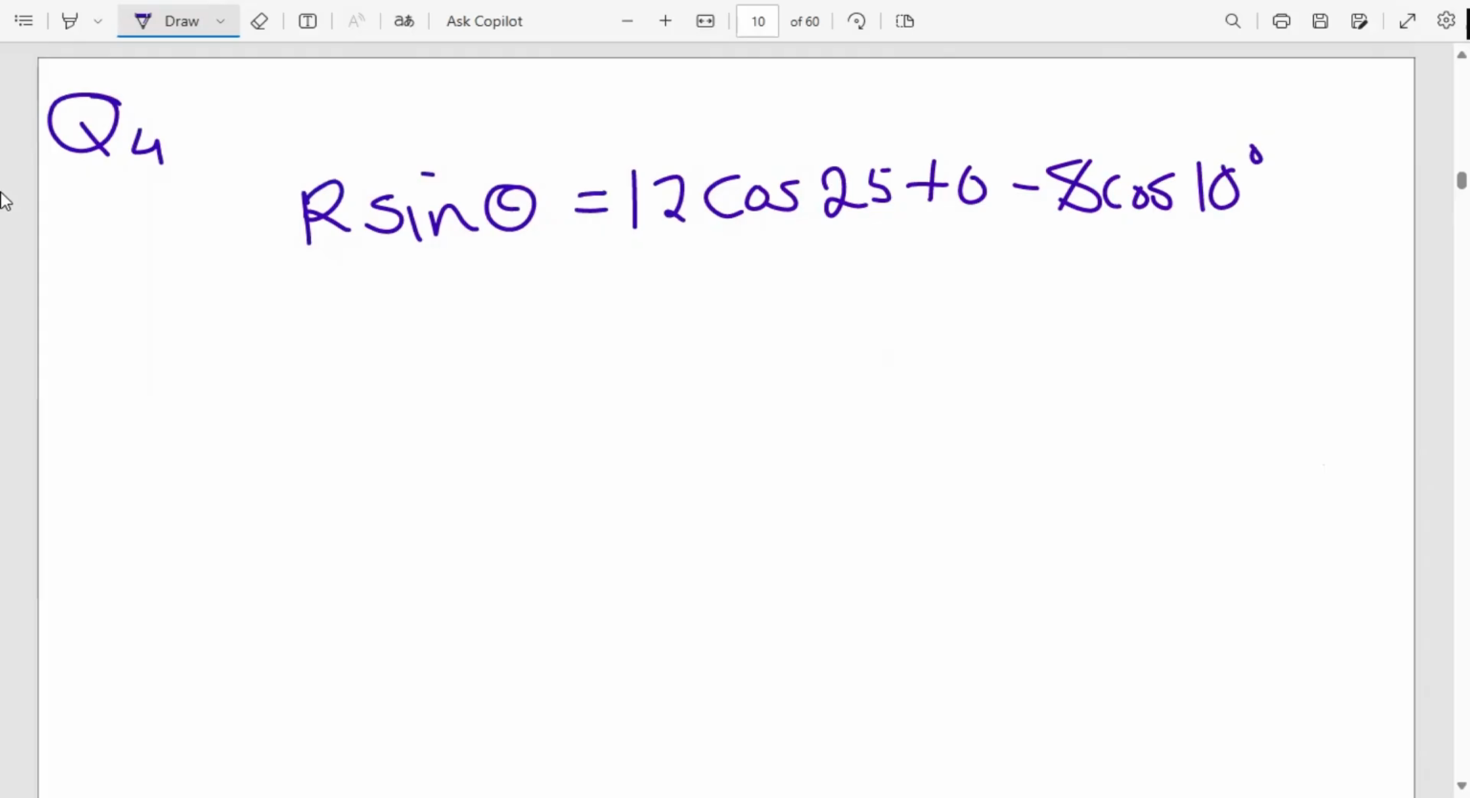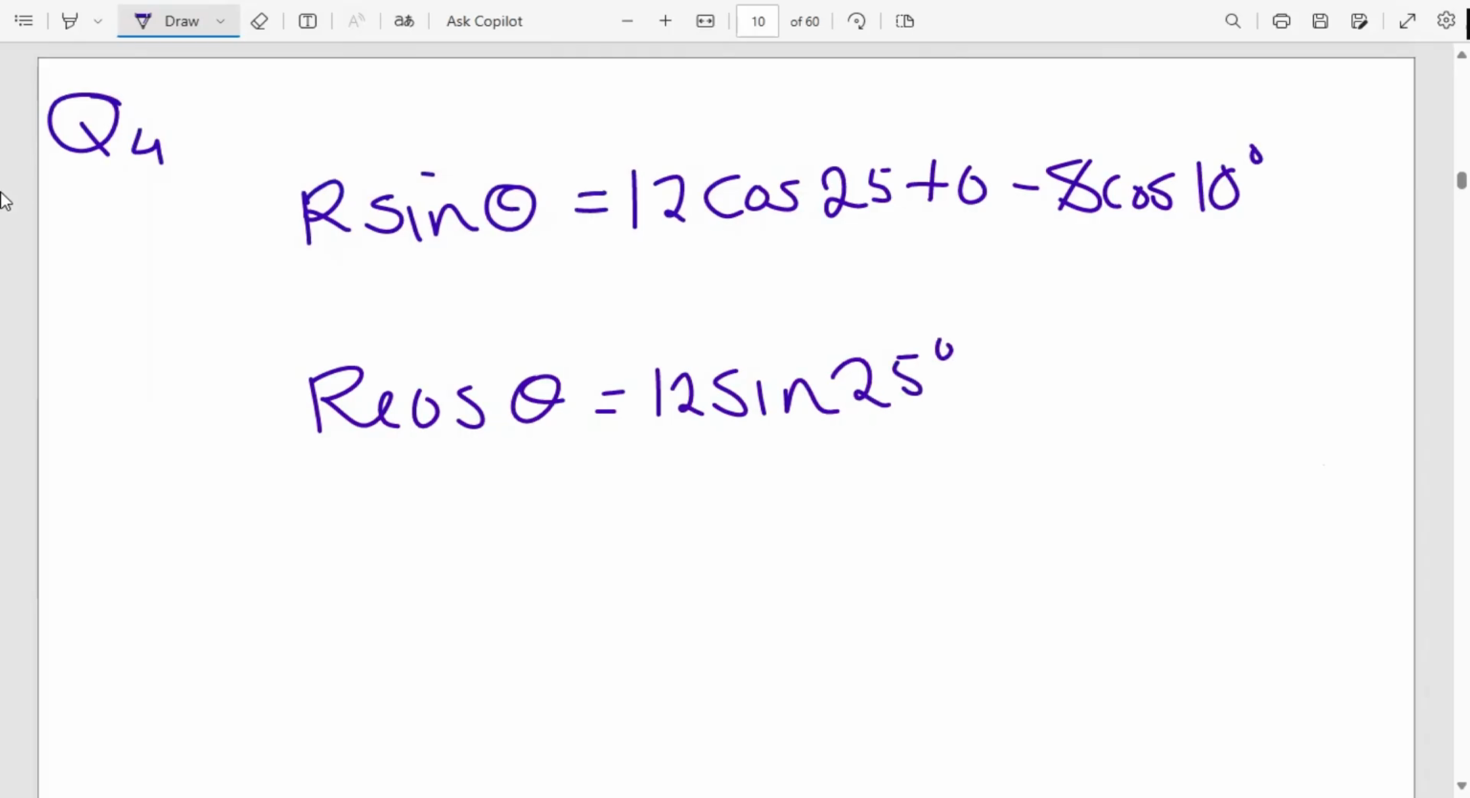Then in the y, we have, well, first let's manipulate this one. Let's say r cos theta in the y is equal to 12 sine 25 degrees plus 8 sine 10 degrees minus 2. Okay, let's now find the values of these.